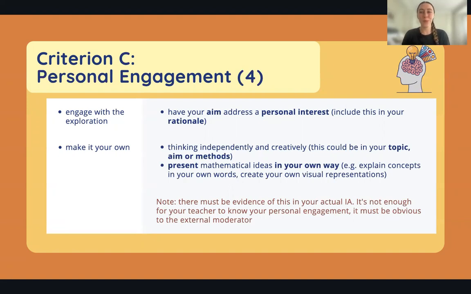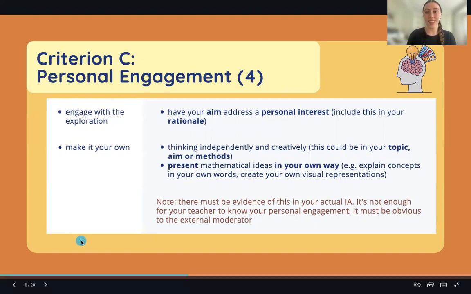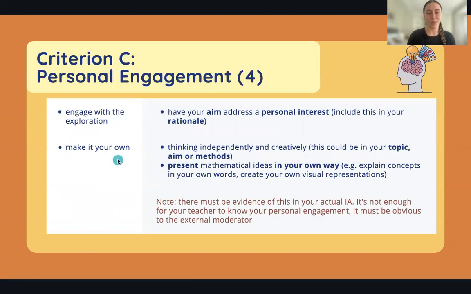And I think this is the one which gets made fun of most by people, but I think it is actually pretty important. Obviously the part which gets made fun of, that like, oh, I have to show my personal engagement, is this first part here. So engage with the exploration, specifically have your aim address a personal interest. And this is addressed in your rationale. So these are just easy marks.